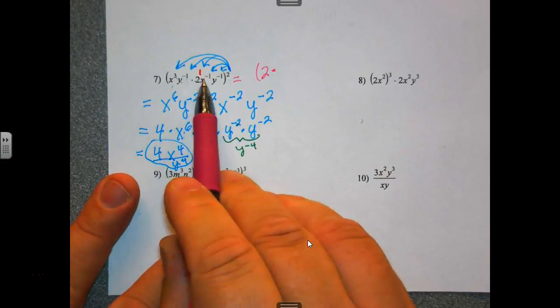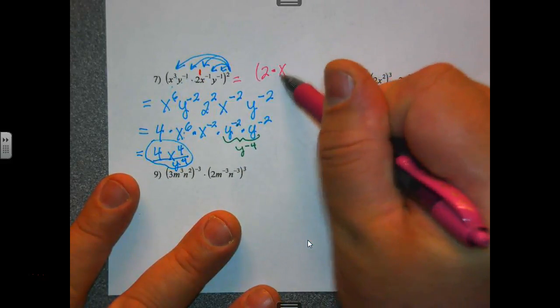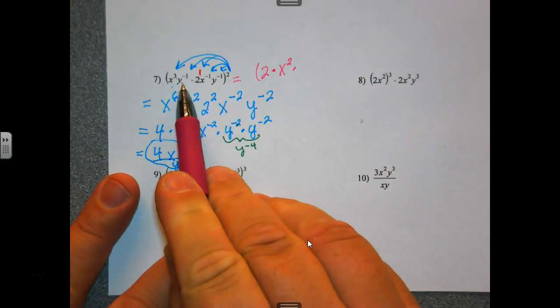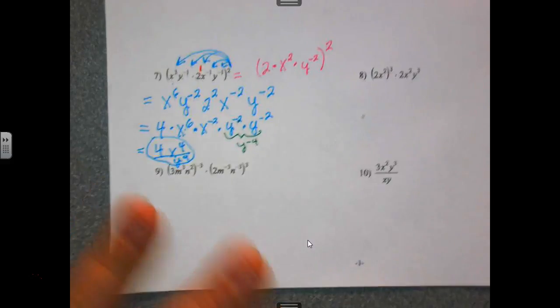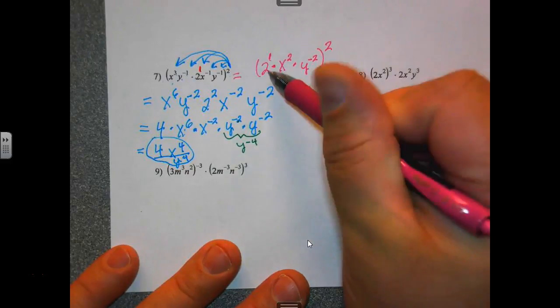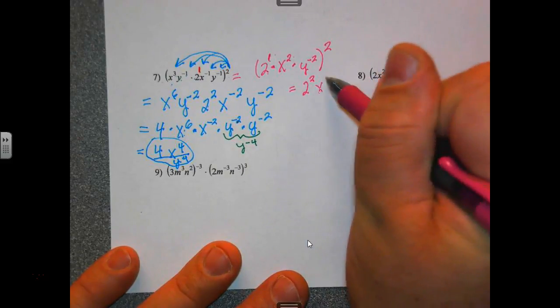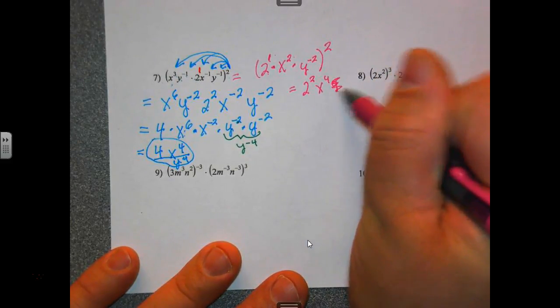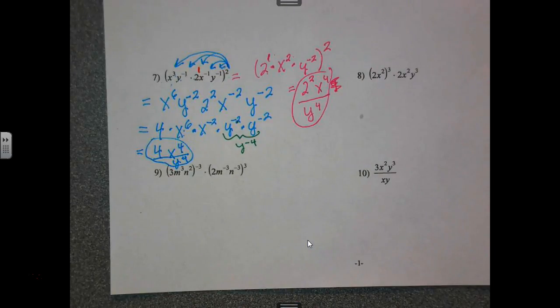and I can actually add my x's here. So x to the 3 plus negative 1 is x squared. And y to the negative 1 plus negative 1 is y to the negative 2. Then I can multiply my exponent. 2 to the 1 times 2, 2 to the second, x to the fourth, y to the negative fourth. I'm going to put it right on the bottom. Sometimes it's easier doing the parentheses first and then doing the multiplication of the exponent.